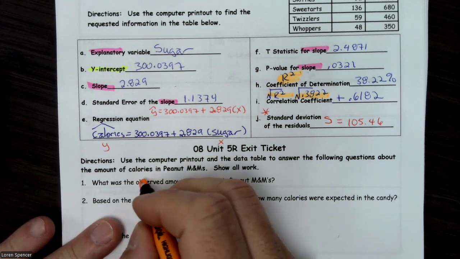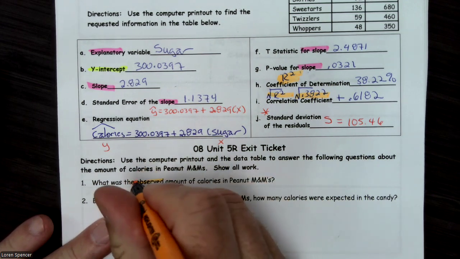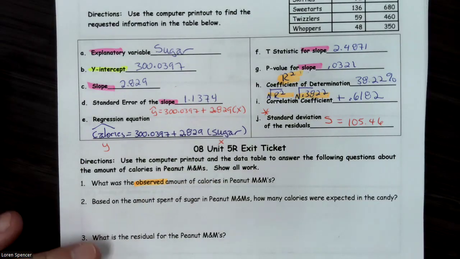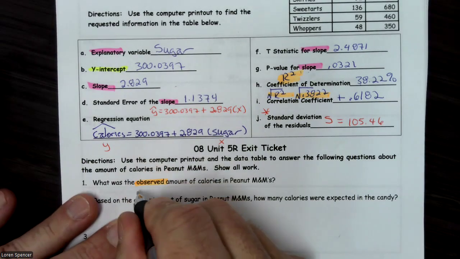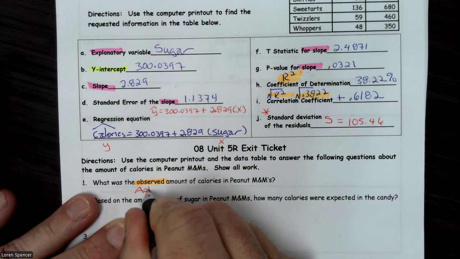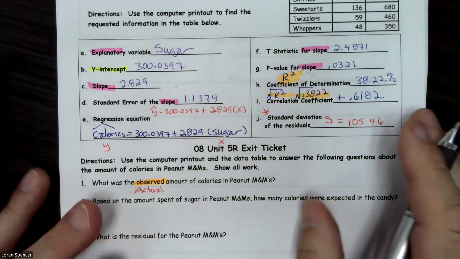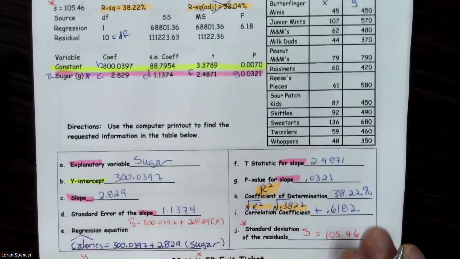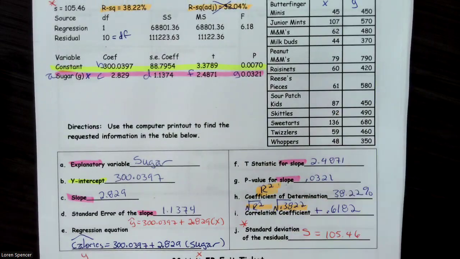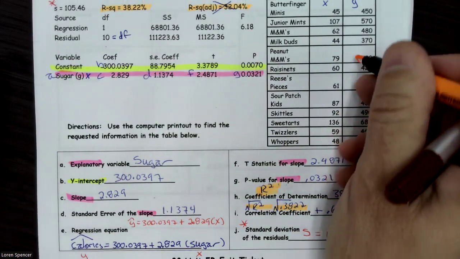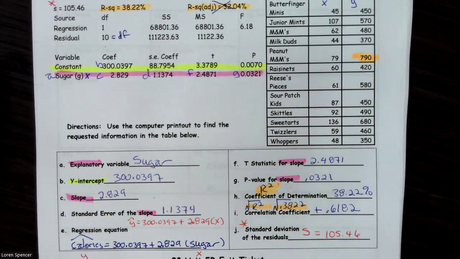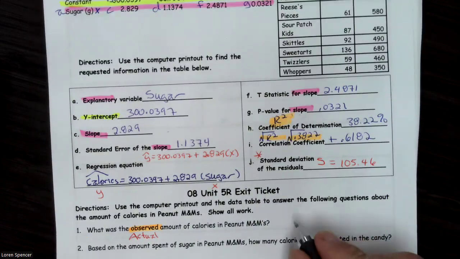They're asking for the observed, and another word for observed, and I should point this out, is actual. So this observed amount is also the same as the actual. So when I ask, where are peanut M&Ms? I look, and peanut M&Ms are here at 790. So we have 790 calories.